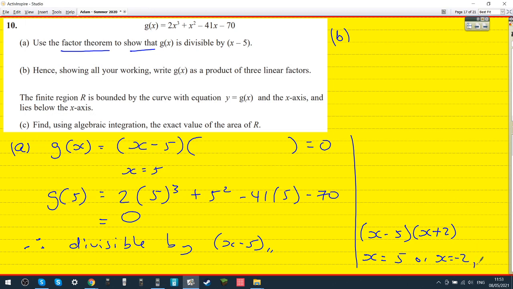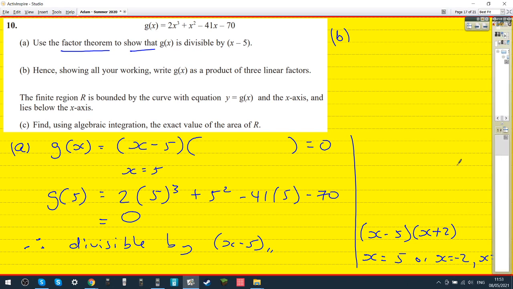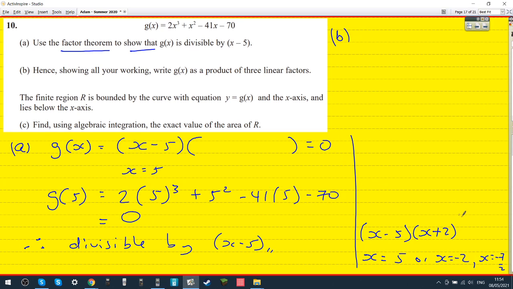How could you get rid of the fraction? Multiply by 2 on both sides. Yep, and then that'll become 2x equals minus 7, so 2x plus 7 in the brackets. 2x plus 7. All right. That's the correct answer, but we didn't do any working out.